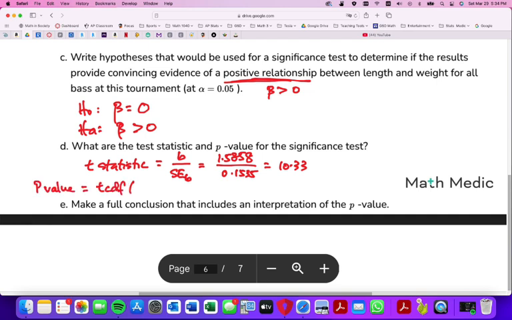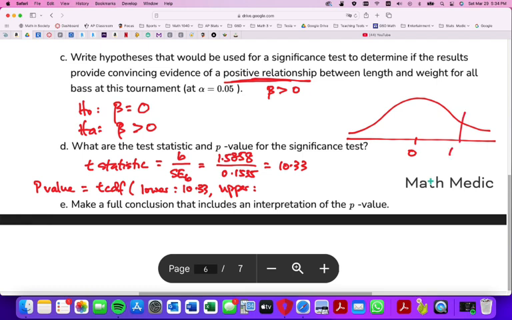So for the p-value, we need the test statistic to help us find it, and we need to use tcdf. Now we have the lower, which is 10.33, and then we need the upper. You must be wondering, why would lower be 10.33? The best way to convince anyone is to draw a graph. So I'm drawing a normal curve, put 0 in the middle, and where's the test statistic? 10.33, which is to the right, and we shade to the right because it's more than. So here the lower bound is 10.33, upper bound has to be 9999, and then degrees of freedom is 8.